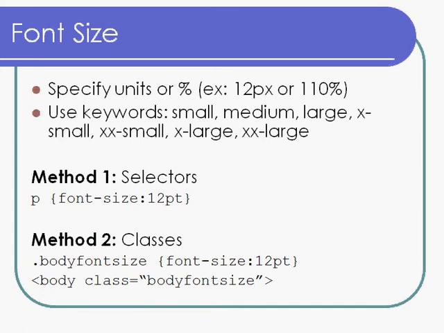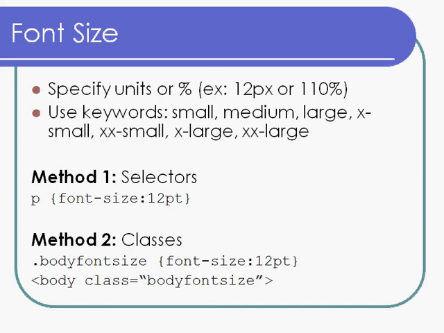Method 2 uses classes. So again, I just put a dot in front of my class name, and the class name again is arbitrary. Body font size could be any name that you choose. Make up a name that makes sense to you and hopefully people that come behind you and have to modify your code.